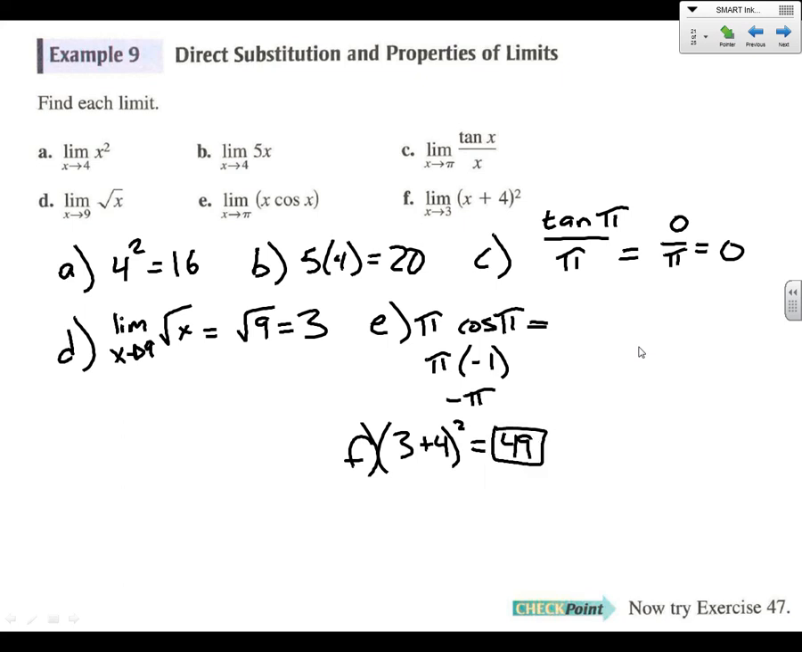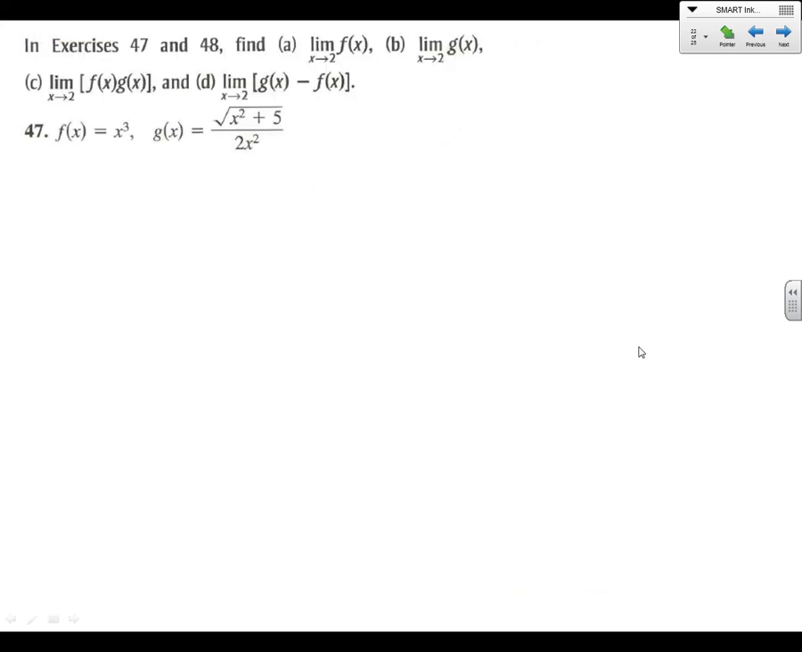So if you can plug in the x value, plug it in. Those are the easy problems. We like it when that happens. So go ahead and knock out A, B, C, and D for 47. Give that a shot.